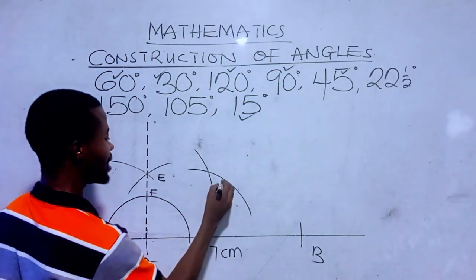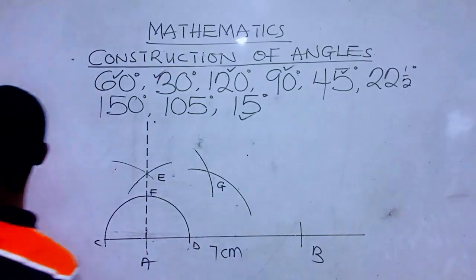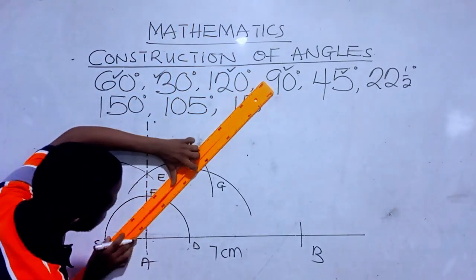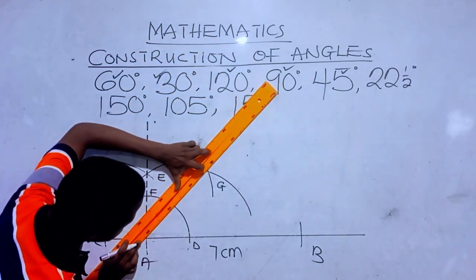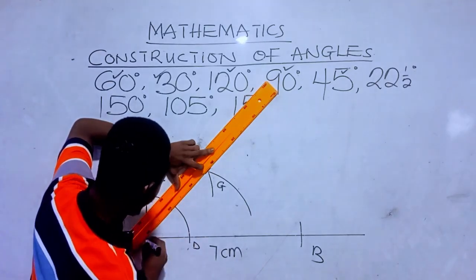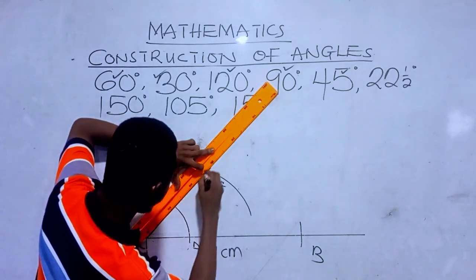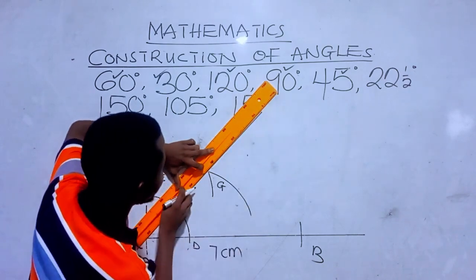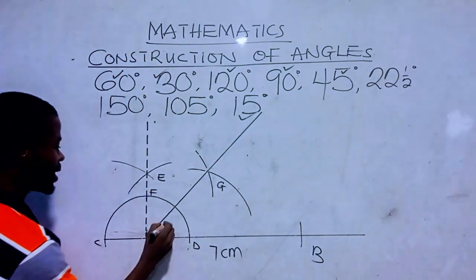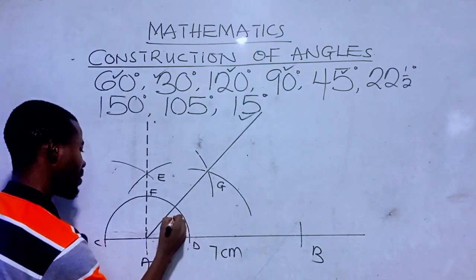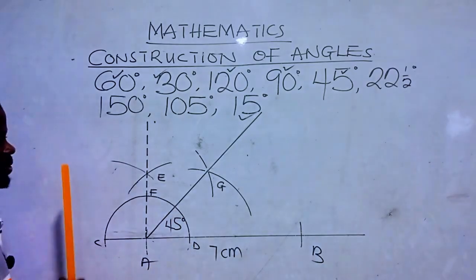The last thing I do is that I will draw a line to pass through A. Let me say here is J. It will pass through A, from A passing through D, then I will extend it. So here is 45 degrees.